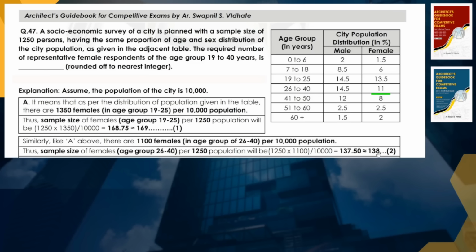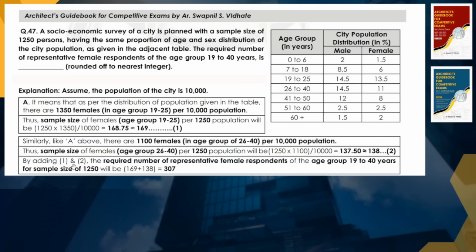So the sample size of both these age groups, if the sample size is 1250, then the respondents of the age group 19 to 25 and 26 to 40 will be 169 plus 138, right? So by adding 1 and 2, the required number of representative female respondents of the age group 19 to 40 years for a sample size of 1250 will be 169 plus 138, which is equal to 307. So this is the final answer.